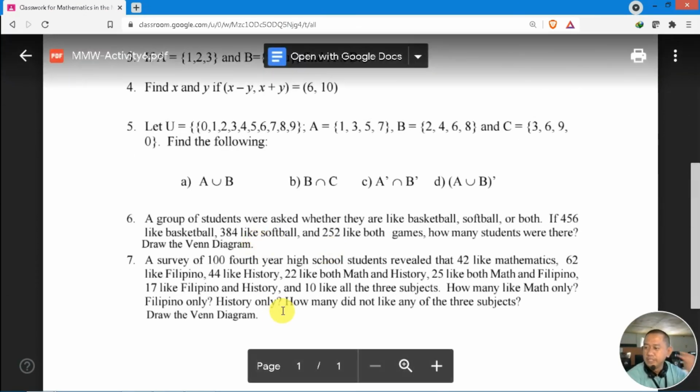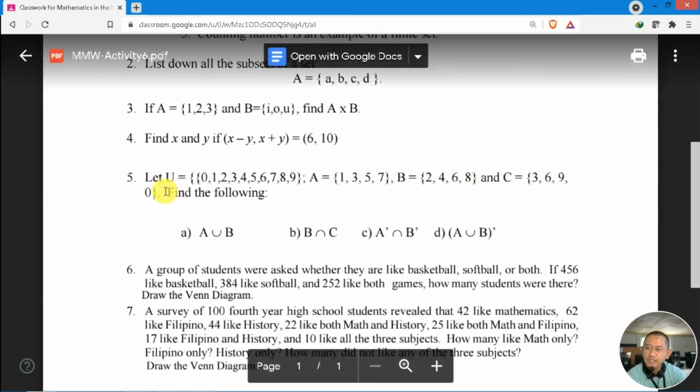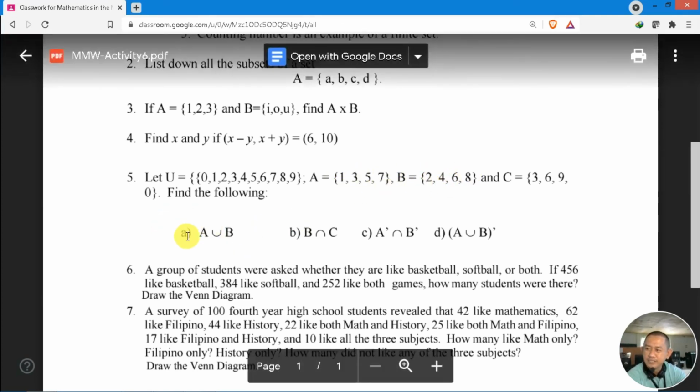So, you're going to draw the Venn diagram of these problems here. So, for example, I will answer. We'll try to answer. This is the universal set: 1, 2, 3. And then, which is set U, we have A, and then we have B and C. So, what is the union of A and B? The union of A and B is 1, 2, 3, 4, 5, 6, 7, 8. So, that's the answer to this one.